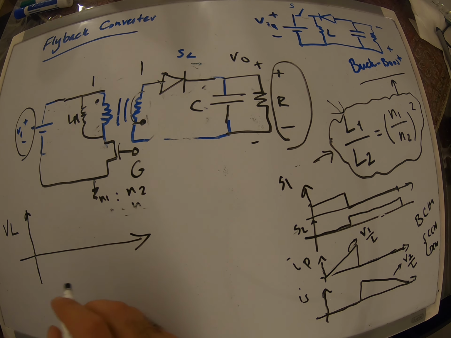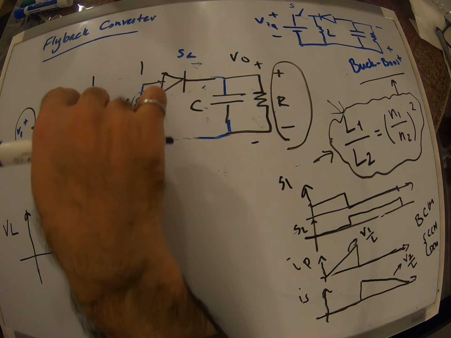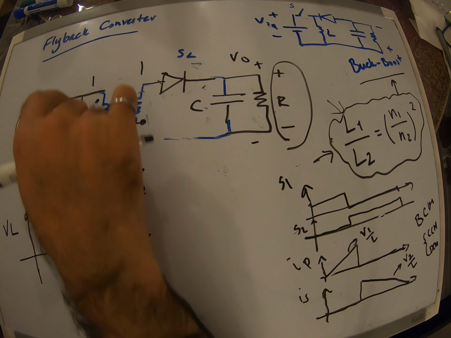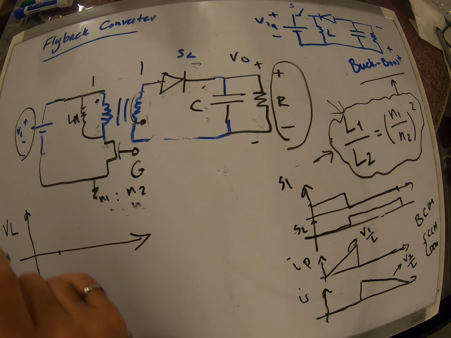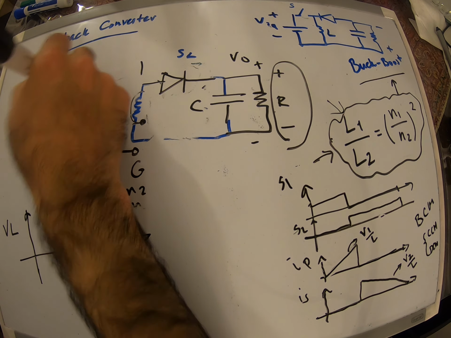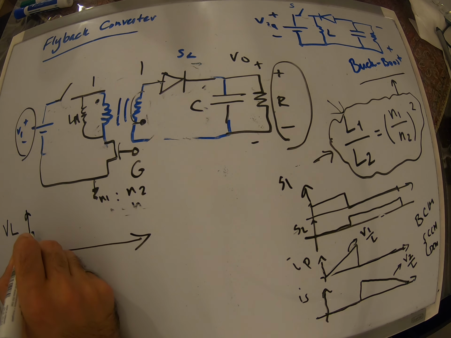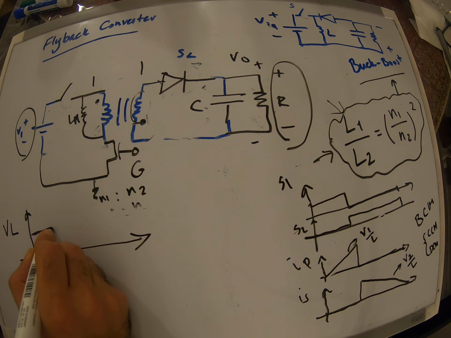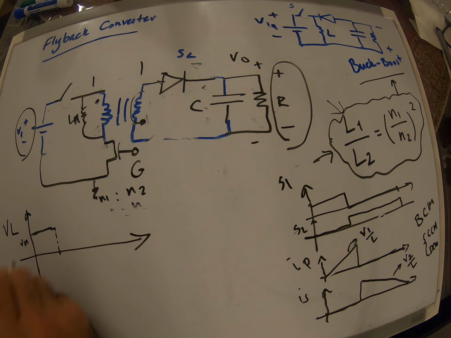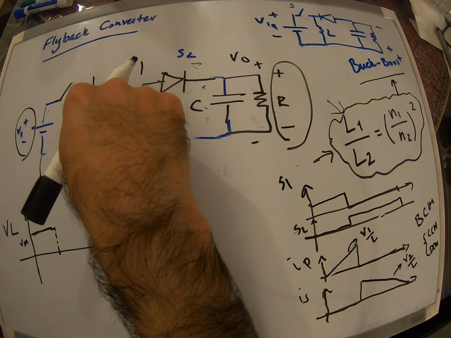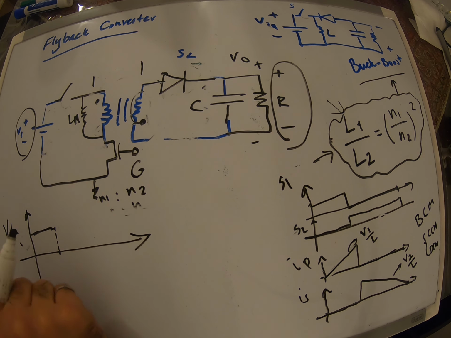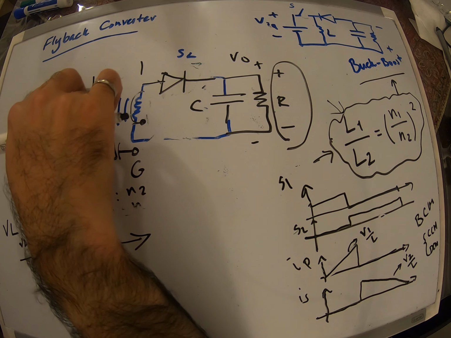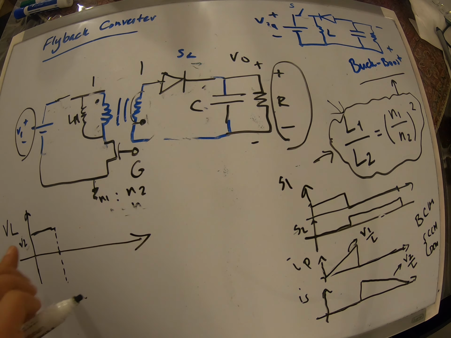So now let's see what's the voltage on the magnetizing inductance at the time that S1 is on. In that case, it's just going to be Vin, right? So when this is closed, the voltage across this inductor is going to be Vin or V1, right? So this was when it's closed.